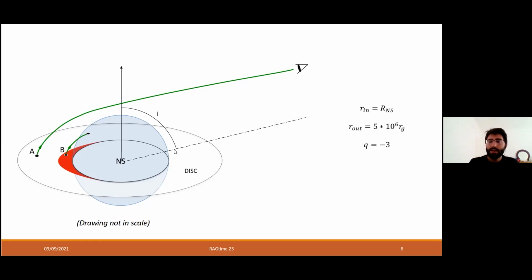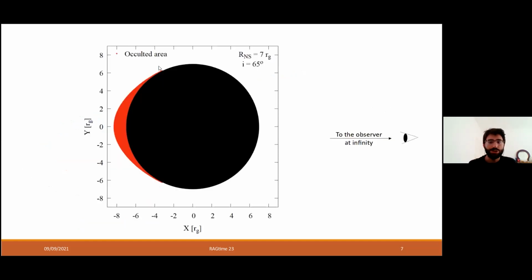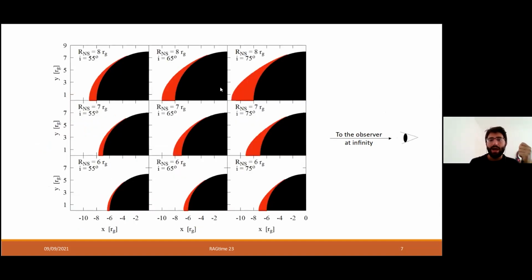And you obtained that you can produce the proper shape of this occulted area, and you can see how this changes for different configurations. And of course, what you obtain is that for larger neutron stars, here going from 6 Rg to 8 Rg of the neutron star radius, and for larger inclinations, going from 55 to 75 degrees, you obtain, of course, larger occulted areas, which is perfectly intuitive at this point.